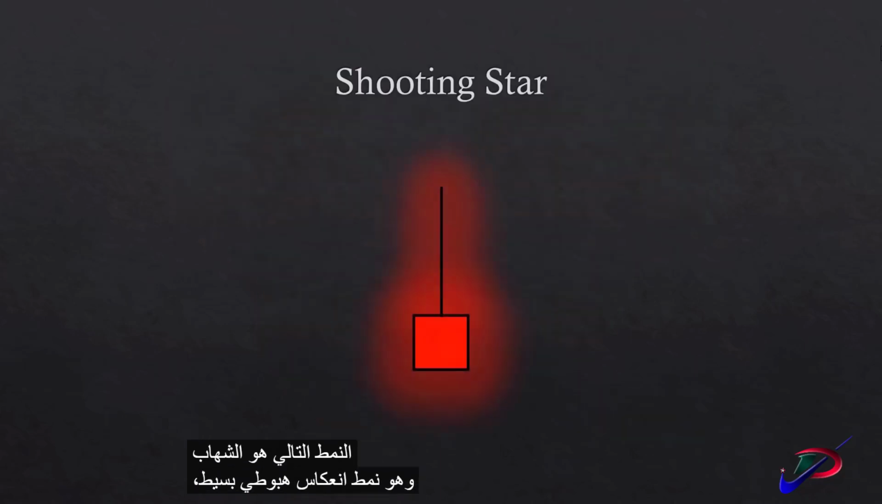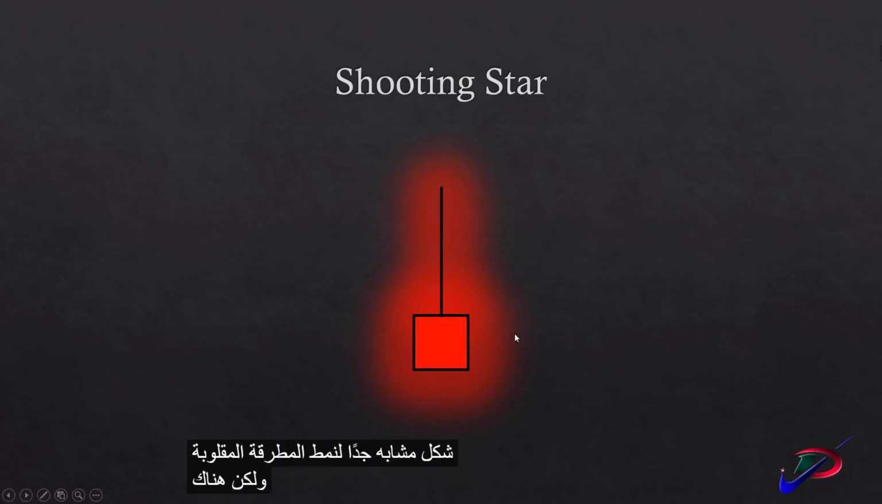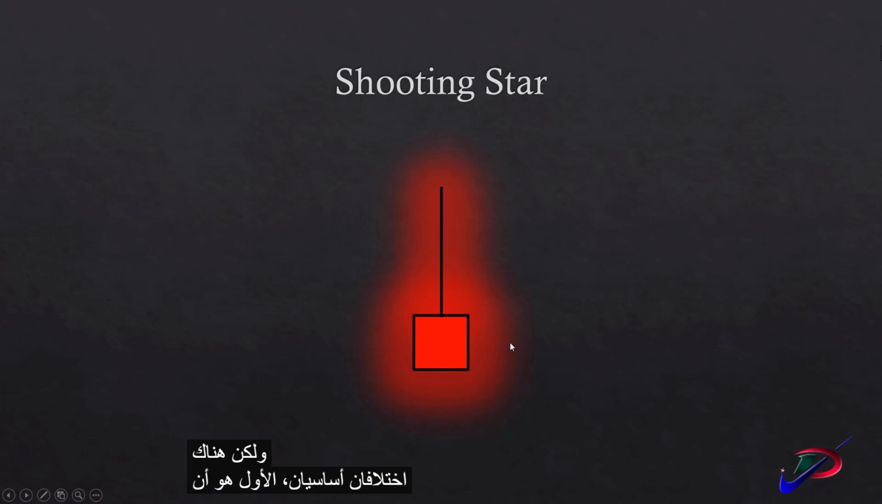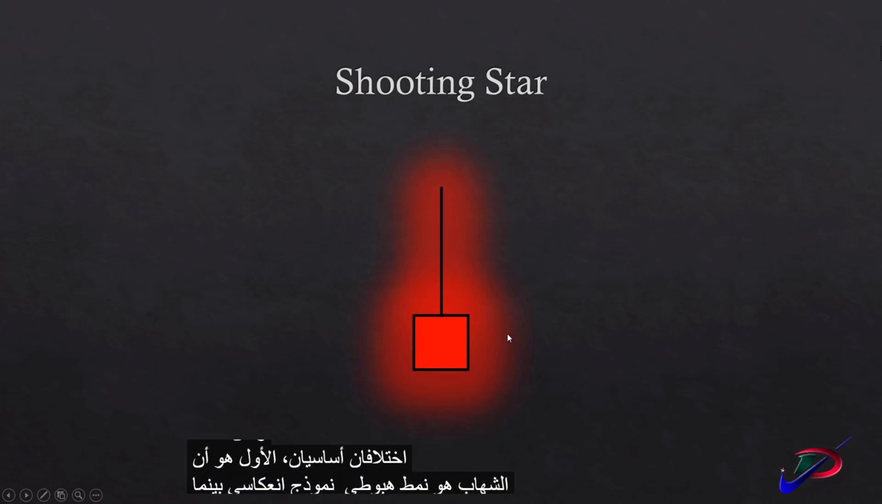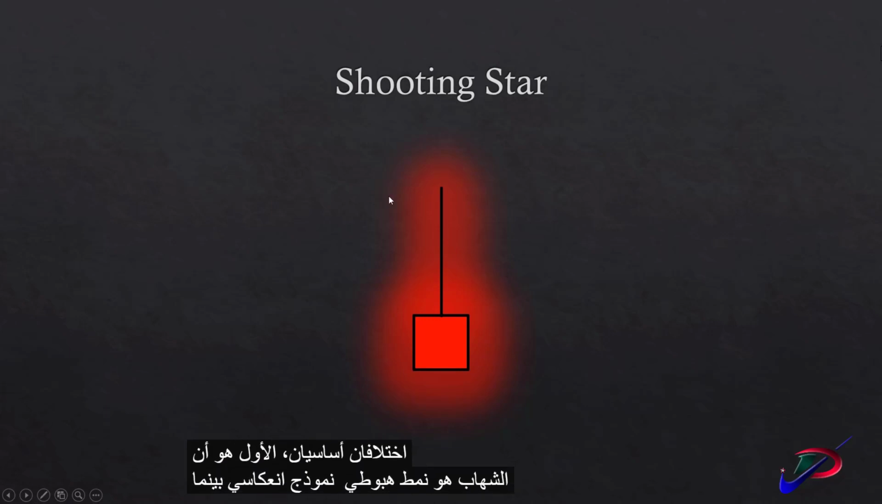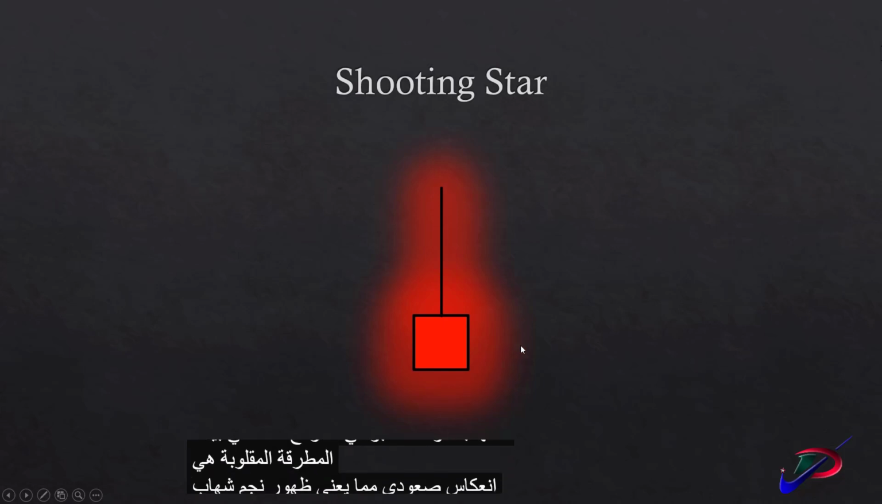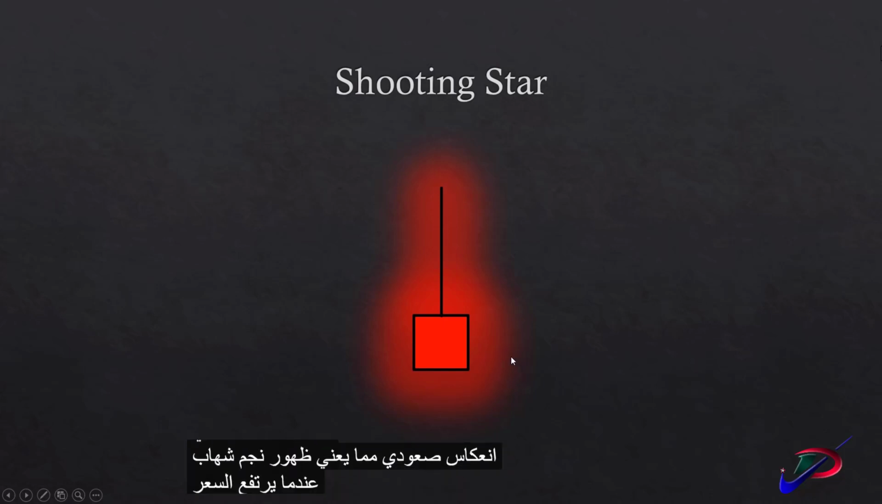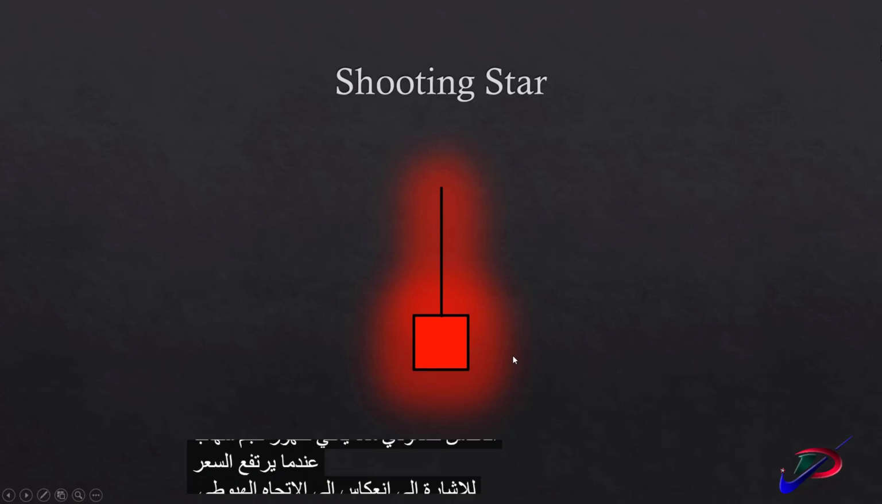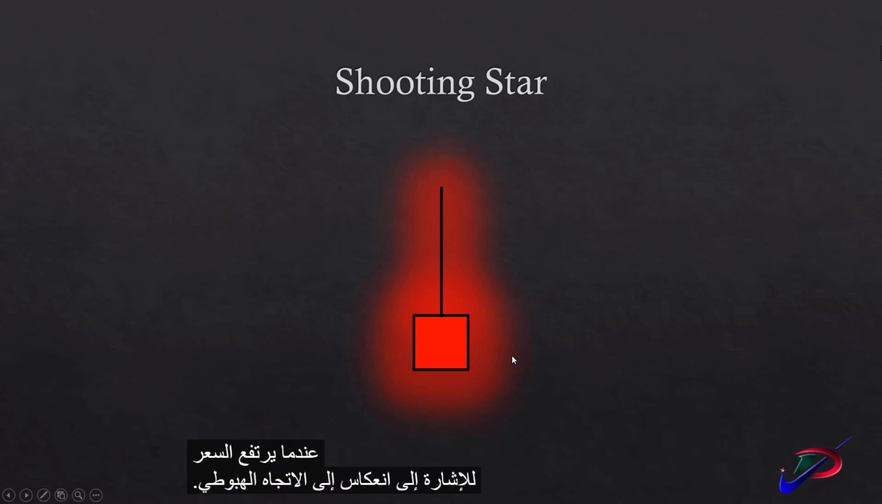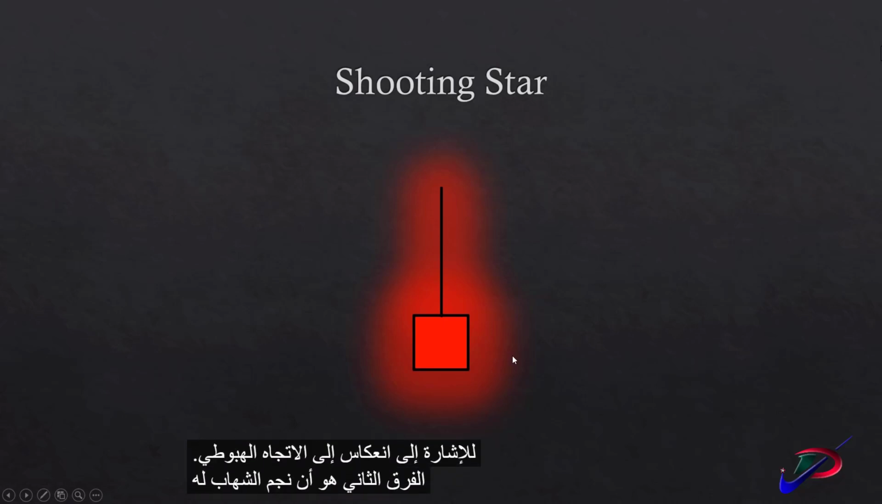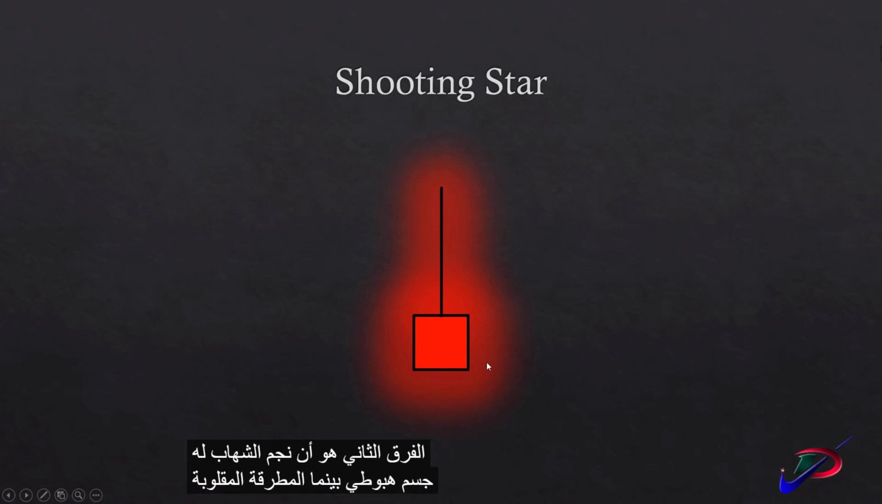The next pattern is the shooting star, which is a simple bearish reversal pattern. The shooting star has a very similar shape to the inverted hammer pattern, but there are two fundamental differences. The first is that a shooting star is a bearish reversal pattern, while the inverted hammer is a bullish reversal. That means that a shooting star appears when price is going up to signal a reversal to the downside. The second difference is that a shooting star has a bearish body, while the inverted hammer has a bullish body.